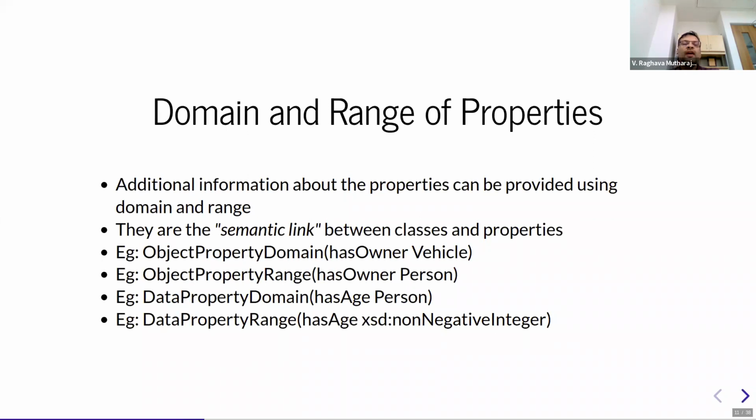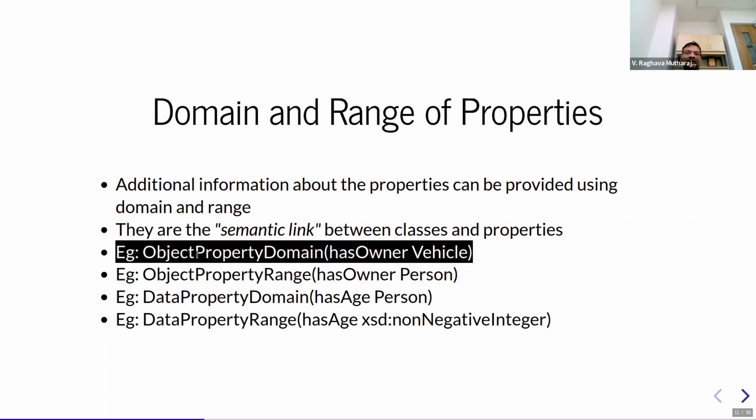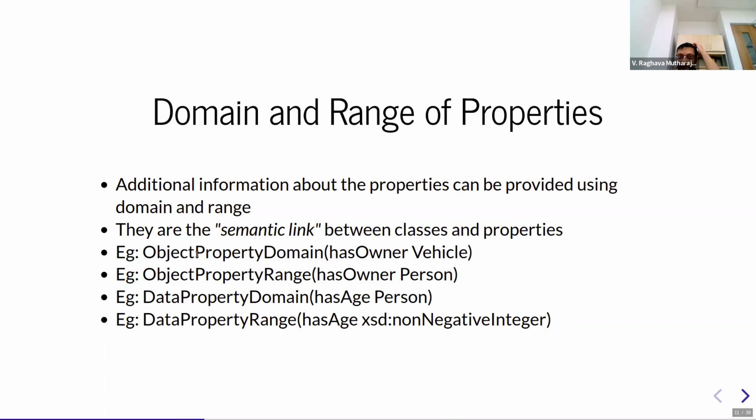Okay. So we can also specify the domain and range. Domain and range are like the link between class and property, right? So for example, you want to specify the domain of has owner is vehicle, and the range of has owner is person. So you can use this particular keyword, object property domain, right? And object property range for has owner is person.